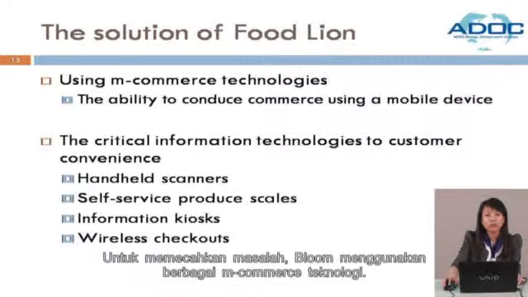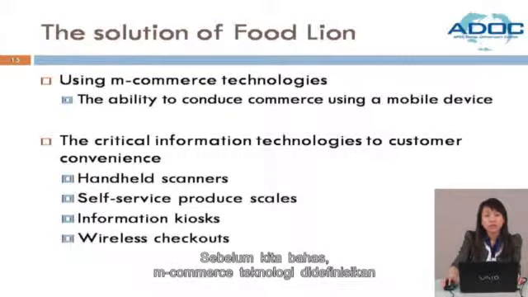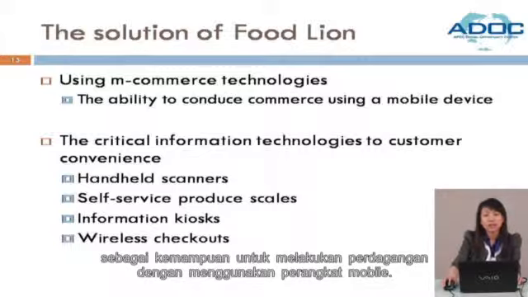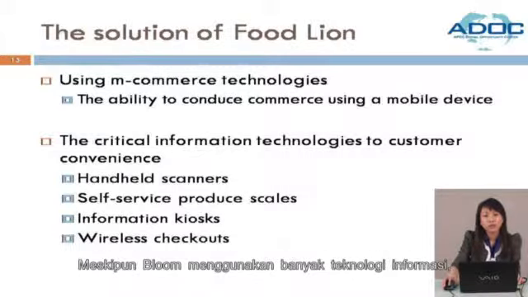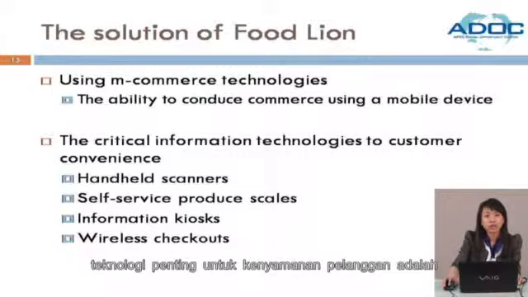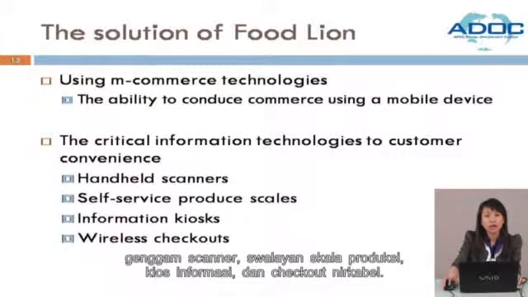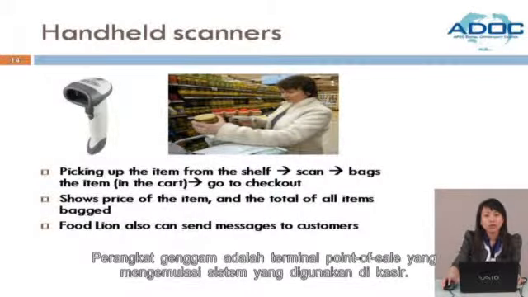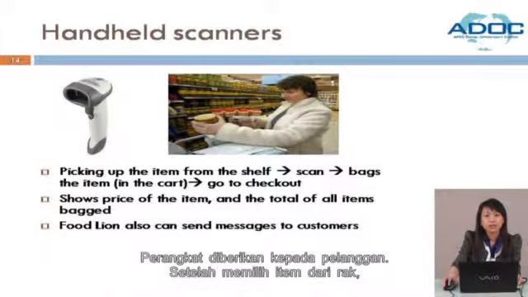To solve the problem, Bloom uses a variety of m-commerce technologies. As we have mentioned before, m-commerce is defined as the ability to conduct commerce using a mobile device. Although Bloom utilized a lot of information technologies, the critical technologies for customer convenience are handheld scanners, self-service product scales, information kiosks, and wireless checkouts. The handheld device is a point-of-sale terminal that emulates the system used at checkout. The device is given to the customers.